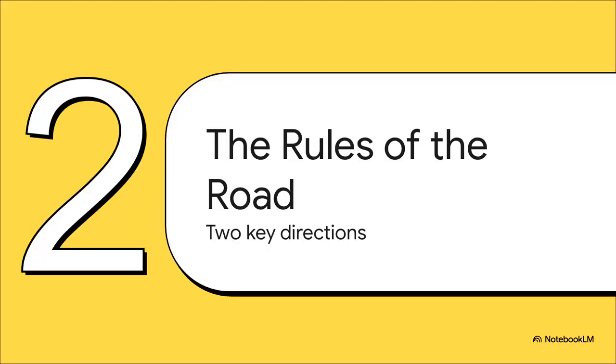Okay, so before we just start wandering around this map, we need to know how to read it, right? We need the map's key, or as I like to call them, the rules of the road. And here's the great news. There are only two fundamental rules you need to know. Two key directions of travel that explain everything else. If you get these two, I promise the rest is a piece of cake.